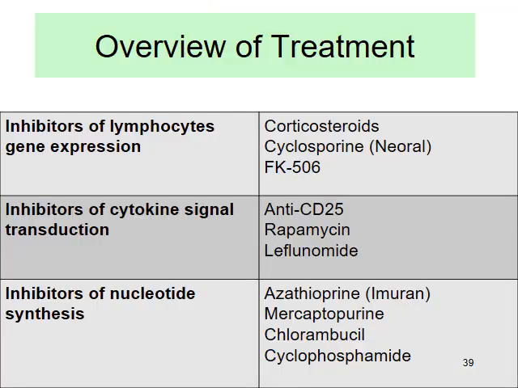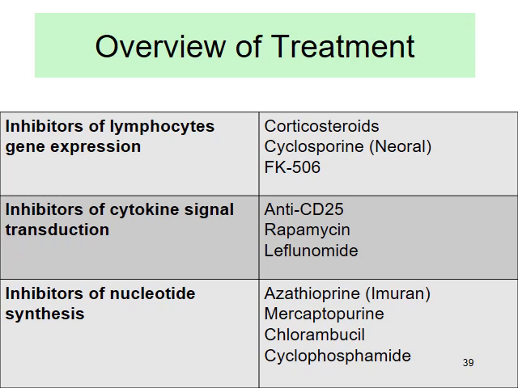For example, if I was to stop the lymphocyte from expressing genes for those particular cytokines, I will use inhibitors for lymphocyte gene expression. And the drugs on the market are corticosteroids, normally what you use, steroids. Cyclosporin comes as Neoral, or FK506. So these are some of the drugs that we give.